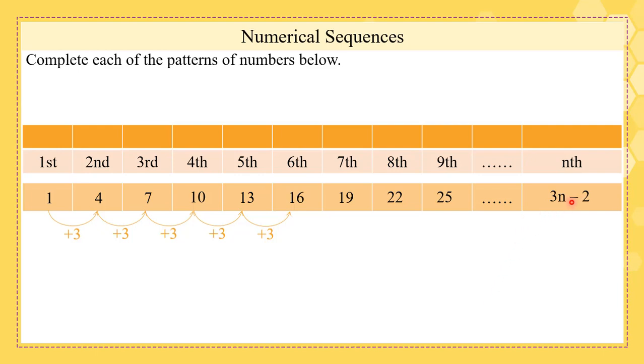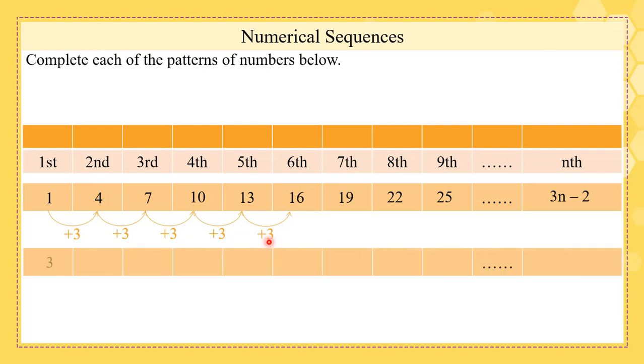Now, how do we get 3n minus 2? We have to search for the relation that exists between this number and this rank. This is called a term and this is called a rank. Now, it's not that clear in the first rank. Here we can see that 4 is triple this number, minus 2. For example, 7 is triple this number, minus 2, and 10 is triple this number, minus 2. Now we can also see that this 3 is related to this number.